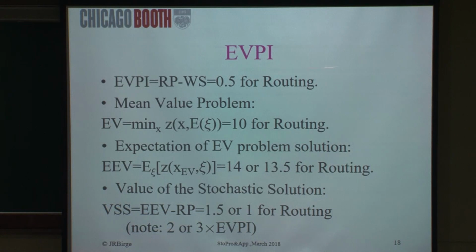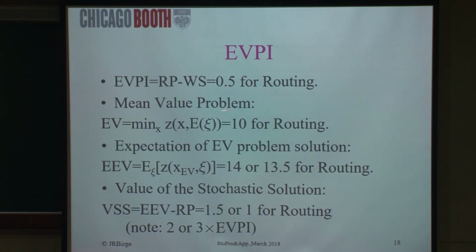What that means is my expected value of perfect information is the difference between recourse and wait and see. So that's 1/2 in this case. So let's say this would be $1,000, say. Okay, so that's $500. That's my expected value of perfect information.